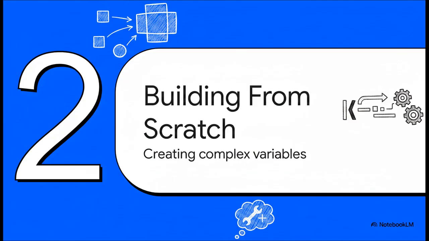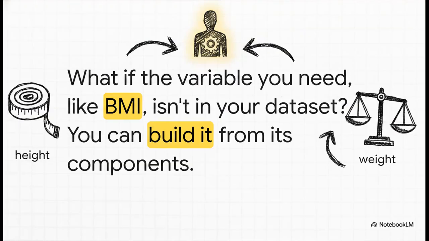Let's jump into our next case study, where we're going to build a pretty complex variable completely from the ground up. Right, this is another classic situation. Your data set has height, it has weight, but the variable you actually need for your analysis is body mass index. The idea of BMI doesn't even exist in your data yet, but all the building blocks you need to create it are right there.